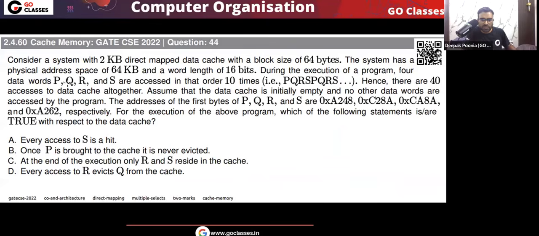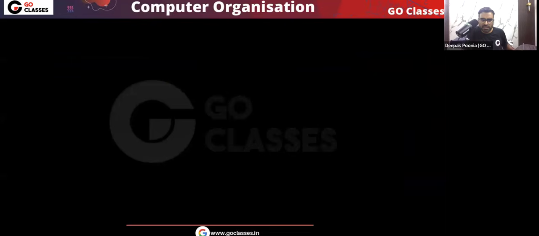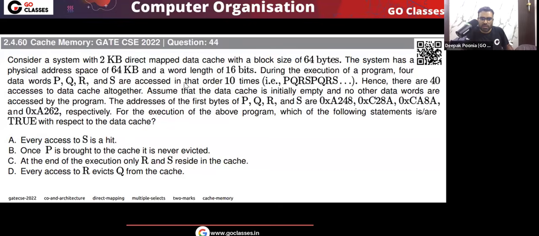First, notice what is this PQRS? These are 2-byte words. Okay, read everything one by one. You can see that word length is equal to 16 bits. So one word is equal to 2 bytes. That is the first thing. Okay, the second thing you can notice is that these are 4 data words. PQRS, these are the data words.